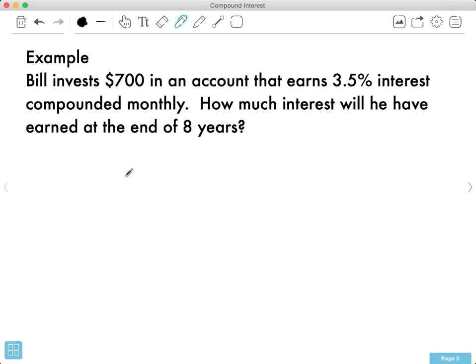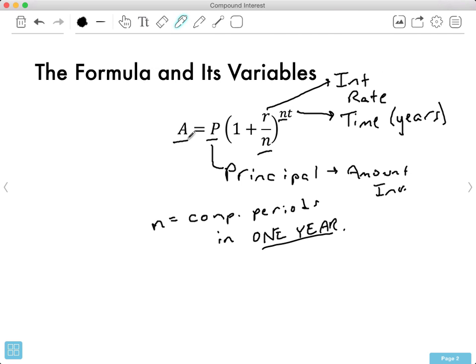So Bill invests $700 in an account. I'm sorry, let me go back a step. The A is your final amount. I forgot to mention that. That's your total amount you would have in the account at the end of the number of years you specified.